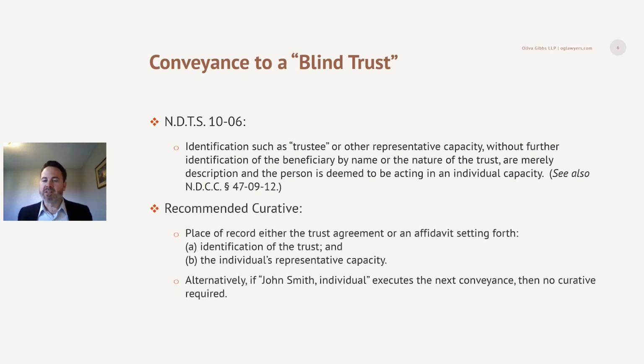As a result, the conveyance to John Smith as trustee is the equivalent of conveying the interest to John Smith individually. However, if the next instrument is from John Smith individually, no curative should be required. If the intention was for the trust to in fact own the interest, then the curative should consist of the following. Record either the trust agreement or an affidavit which sets forth: one, identification of the trust, and two, the individual's representative capacity.